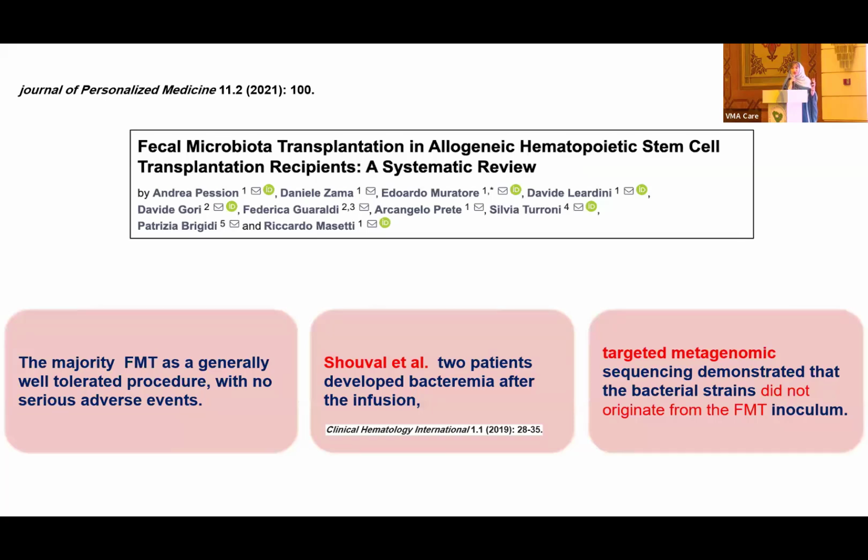However, some studies highlighted that those patients might develop bacteremia because they have a very weak intestinal barrier or mucositis. So Chauval et al. assessed 2 patients who developed bacteremia, studied it metagenomically, and sent it for PCR. Apparently the sequencing showed that it was not related to the fecal transplant, it was related to hospital-acquired pneumonia.